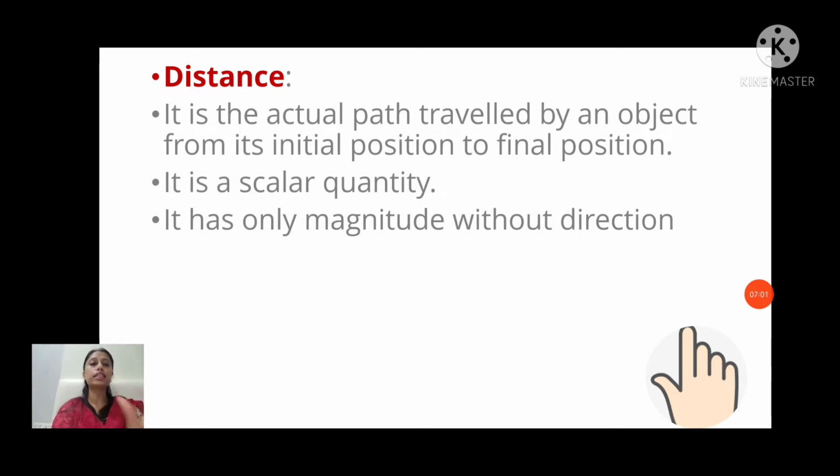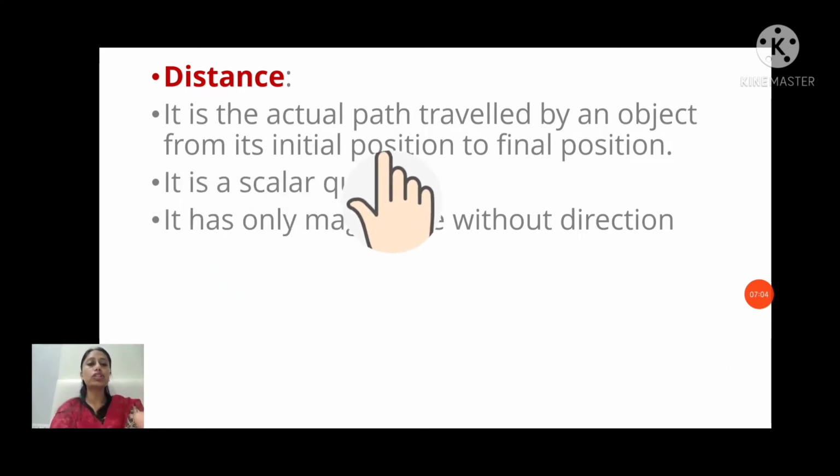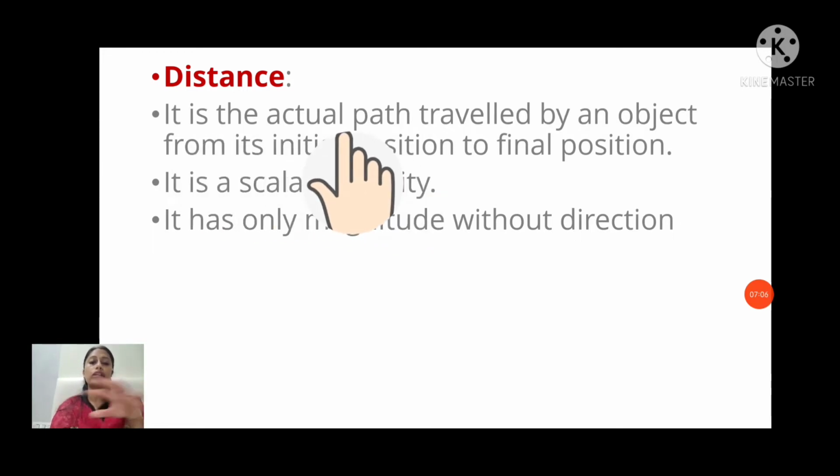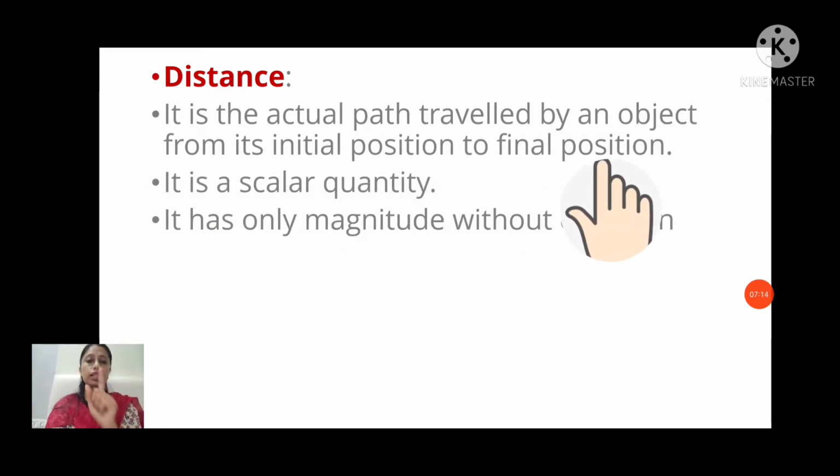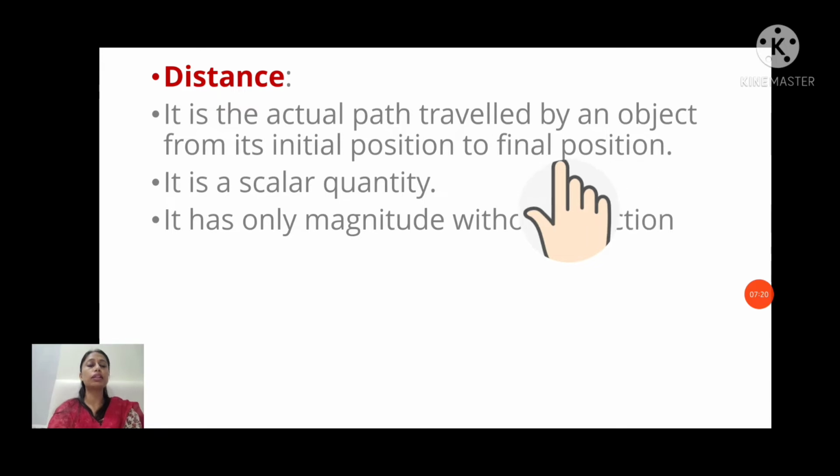So what is distance actually? Here it is the actual path. Actual path means the actual area or path where the object is traveling. Travelled by an object from its initial position to final position means the path from the starting point to the ending point. Final position means the ending point. So that path travelled is actually known as distance.